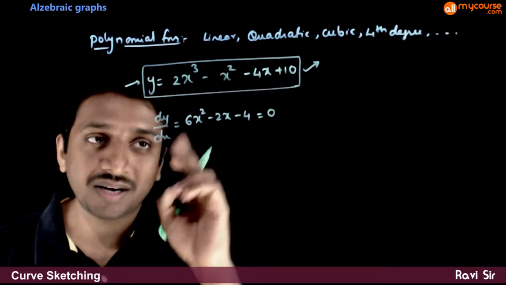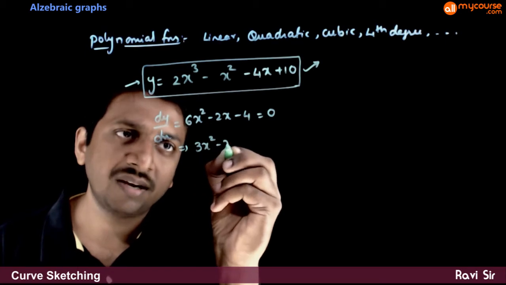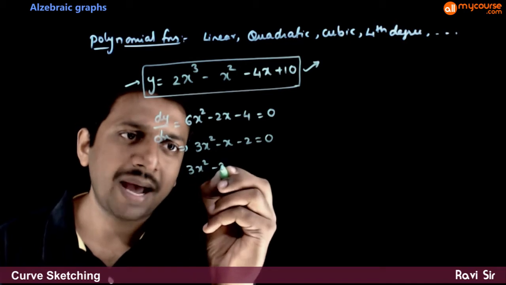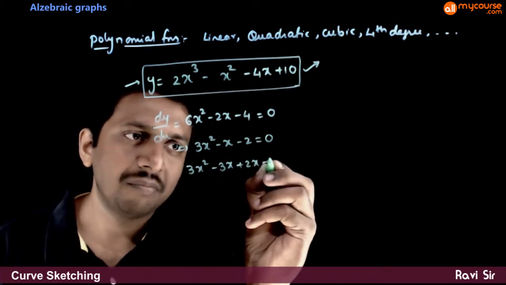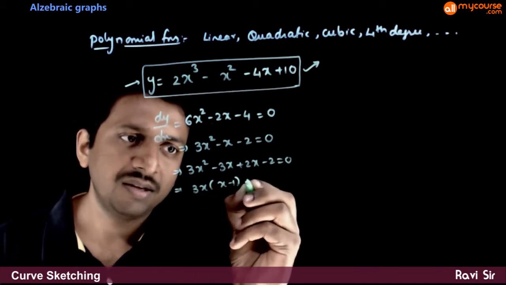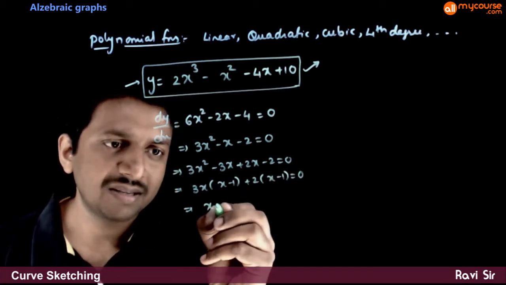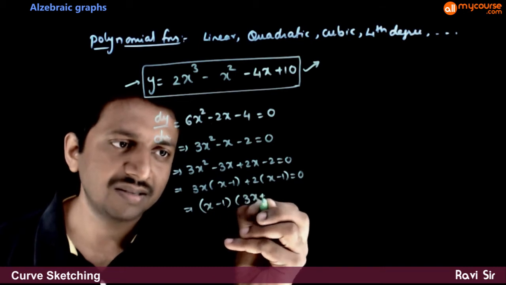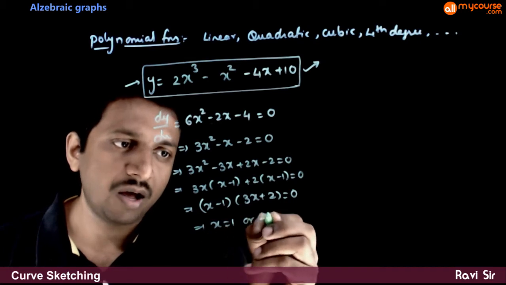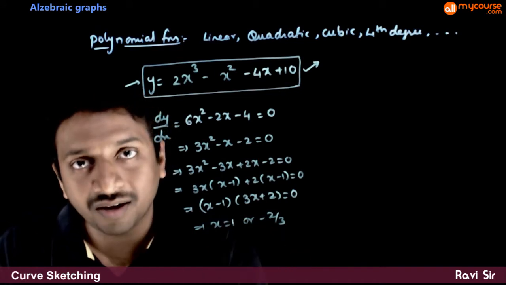Is this quadratic easily factorizable? This implies, if you take a 2 outside, 3x square minus x minus 2 is equal to 0. 3x square minus 3x plus 2x minus 2 is equal to 0. 3x times x minus 1 plus 2 times x minus 1 is equal to 0. So x minus 1 times 3x plus 2 is equal to 0. This implies x is equal to 1 or minus 2 by 3. So these are the points of maxima or minima.